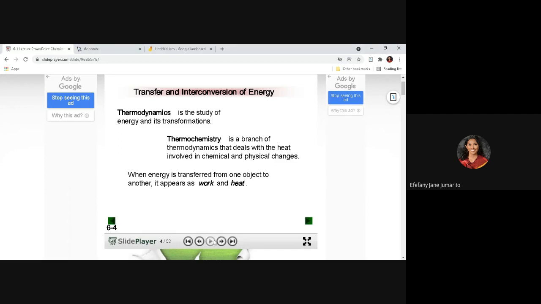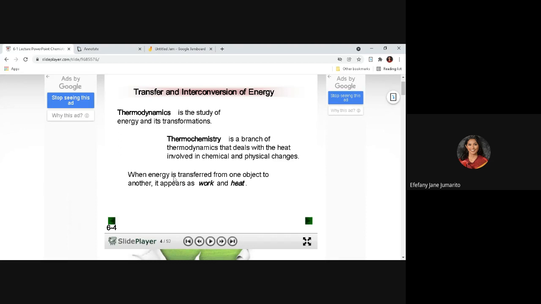Okay, so thermodynamics is the study of energy and its transformations, while thermochemistry is a branch of thermodynamics that deals with heat involved in chemical and physical changes. We've already talked about endothermic and exothermic reactions, so that's part of thermochemistry. When energy is transferred from one object to another, it appears as work and heat.